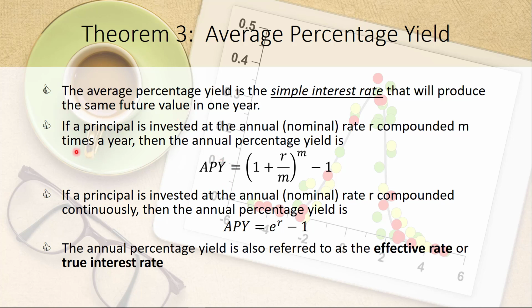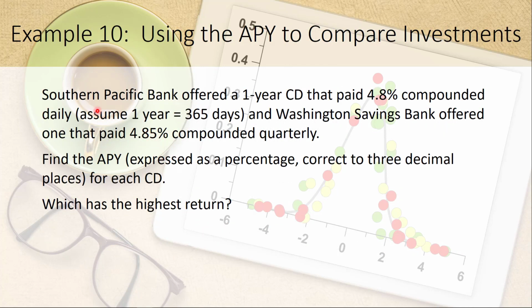And if you do the math with the compound interest formula, or with the continuous interest formula, the average percentage yield can be expressed by this expression for investments that are compounded certain times out of the year, or for investments that are compounded continuously. Sometimes the average percentage yield is also referred to as the effective interest rate or the true interest rate. So here we want to find the average percentage yield for two different types of investments.